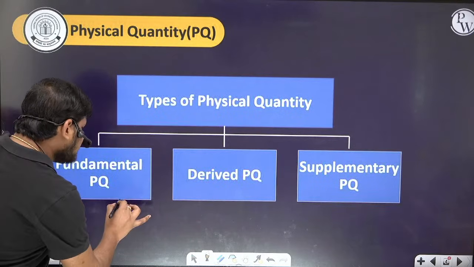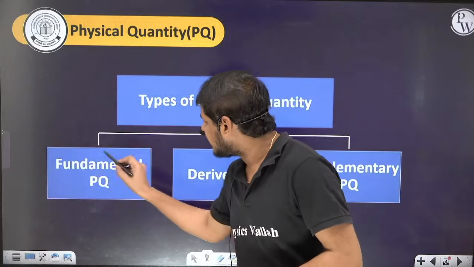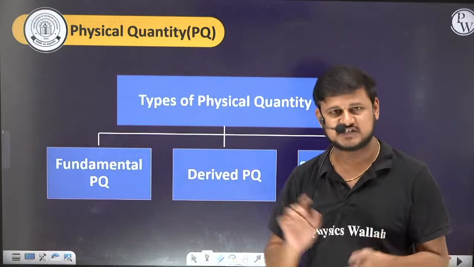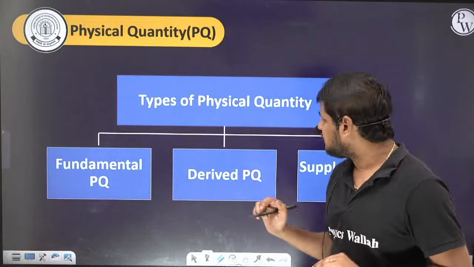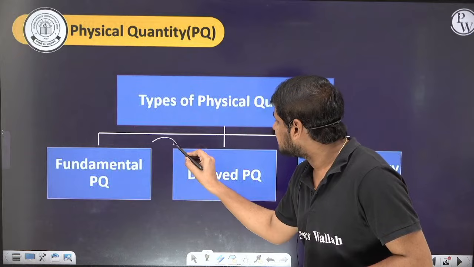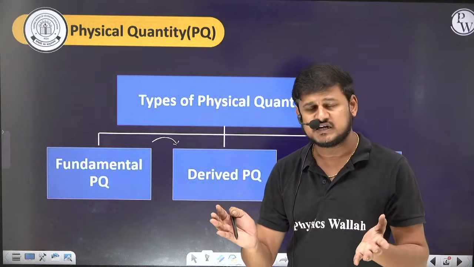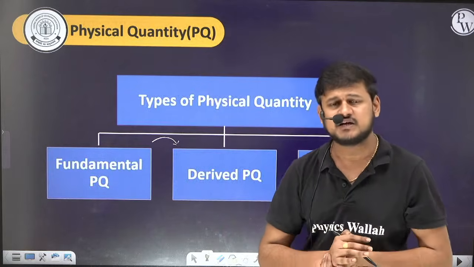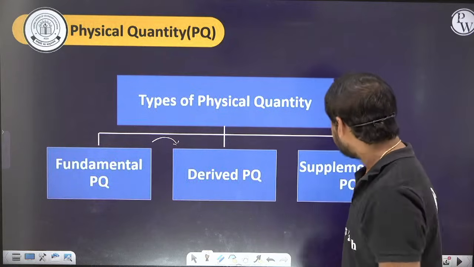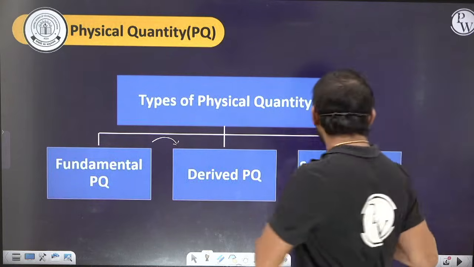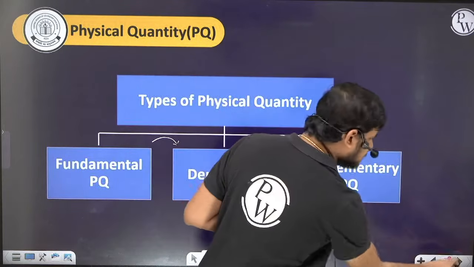So the fundamental physical quantities do not depend on the other. They are independent of any other physical quantity. They are fundamental, meaning they do not depend on anyone. Whereas the derived physical quantities are the ones which are derived from the fundamental. More than 2 fundamental physical quantities combine to form the derived physical quantities. And supplementary physical quantities are separate. That's the third part. Okay, now let's move further.